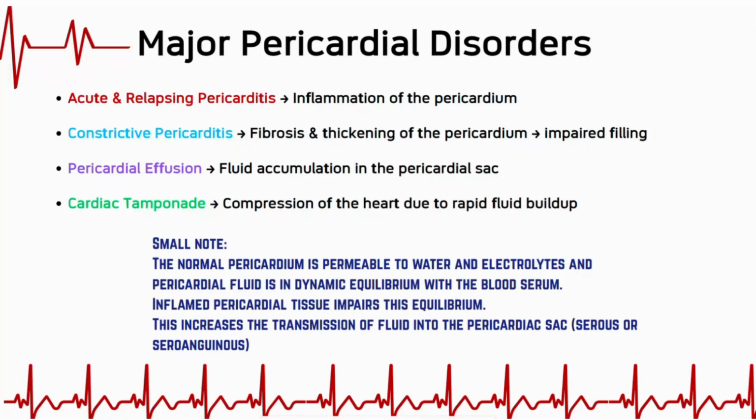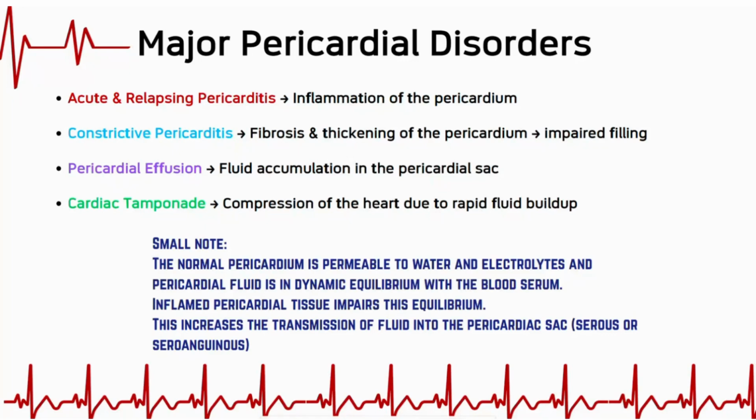And constrictive pericarditis. So this is also within chronic pericarditis. It is a subtype of chronic pericarditis. And this is actually talking more about fibrosis and thickening of the pericardium, which impairs the filling or the dilation of the chamber, and therefore causes problems for us down the line. Okay.